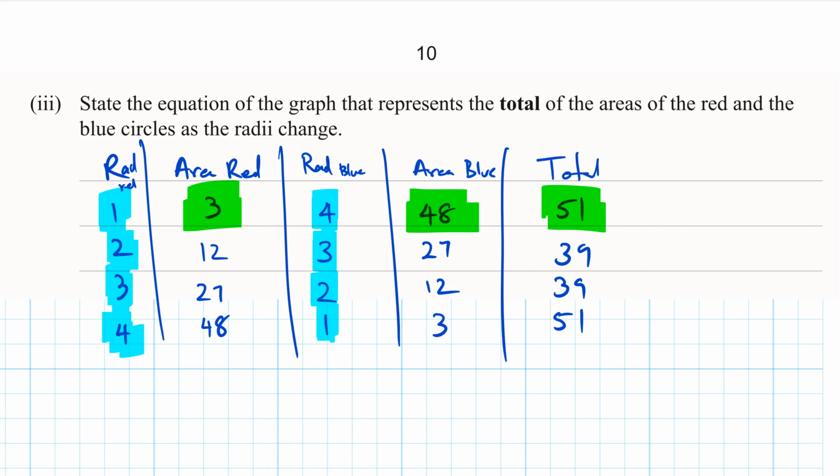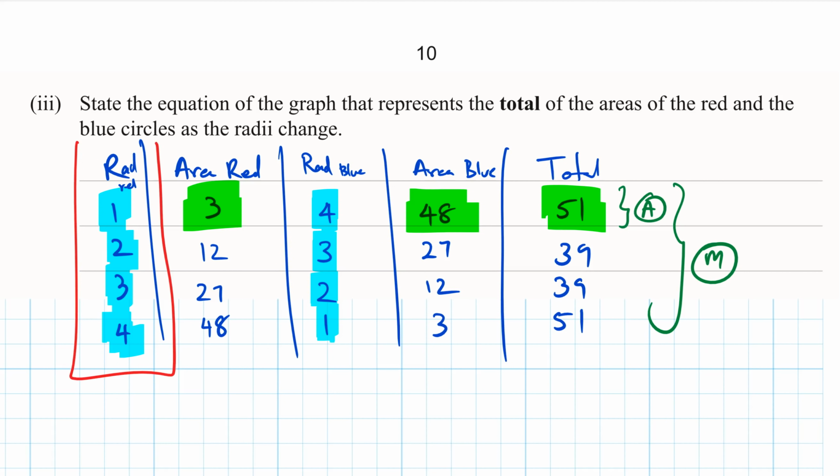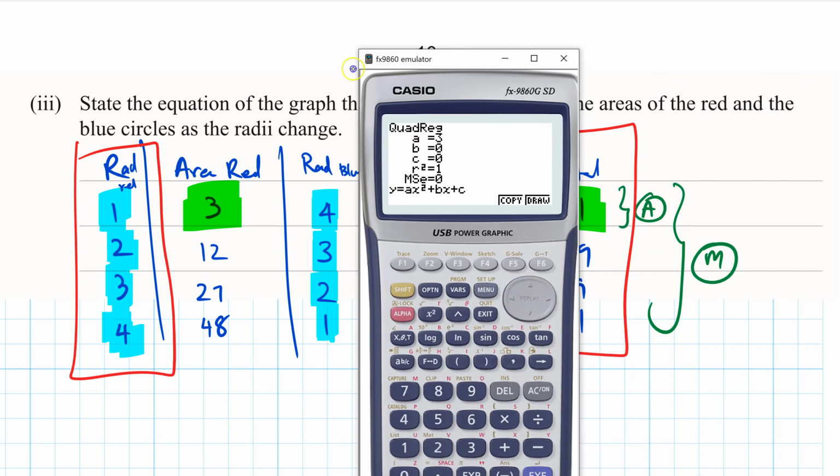So in terms of grades, correct one area, sum correctly. So one of these things correct gets you an achieved. The full table gets you a merit, but you need an equation of the graph. Okay, so that means if you want an equation for the graph, I'm actually going to compare these 2 things here. So I'm going to compare the radius of the red circle with the total area, which means I need to go back to my graphics calculator.